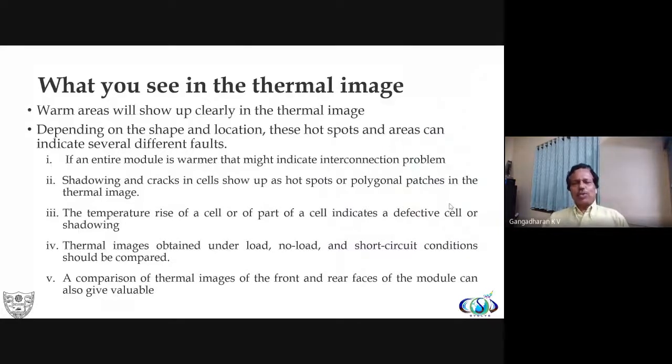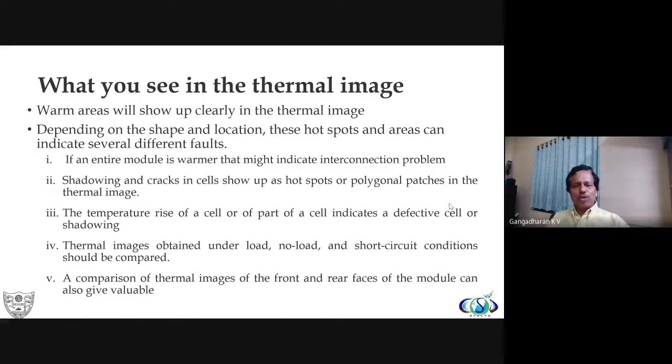So let us just look at what you see in a thermal image. The warm area will show up clearly in a thermal image. I mean, this is our general understanding. Depending upon the shape and location, these hotspots and areas can indicate several different faults. Again, here it is subject expertise which will be able to identify what fault it is. It is not something very straightforward. It's not that if I see this, this is the answer. It's much more complex than just saying that 1 degree extra or 10 degrees extra means this is the meaning.